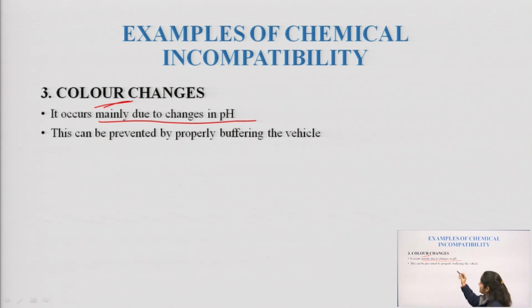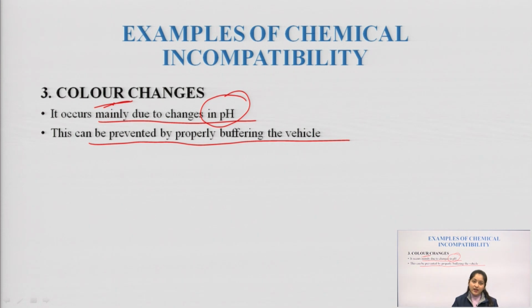Whenever there is an undesirable change in pH of the formulation, there is a color change reaction. This reaction can be prevented by properly buffering the vehicle. If we have chosen the proper buffer which is going to resist the change in pH, then pH change can be avoided, and eventually color change can be avoided, or it can definitely be treated. Here I would like to say that, as I have discussed earlier, color reactions are a result of chemical incompatibility, but color reaction is an example of physical incompatibility. However, color reaction is a result of chemical incompatibility.